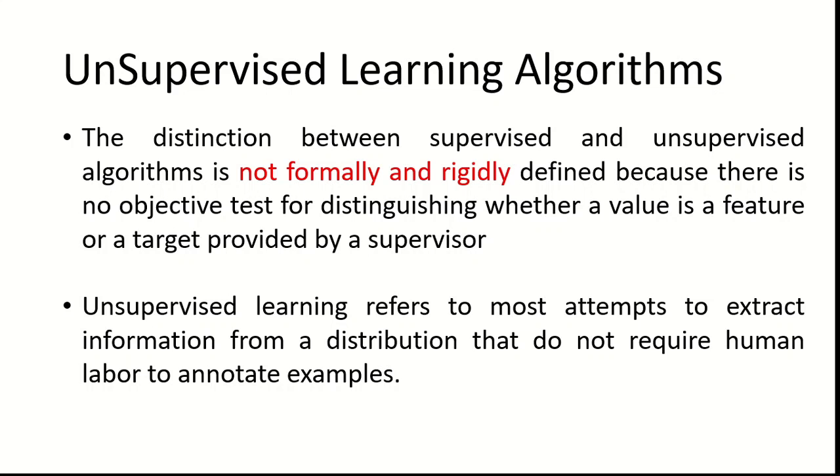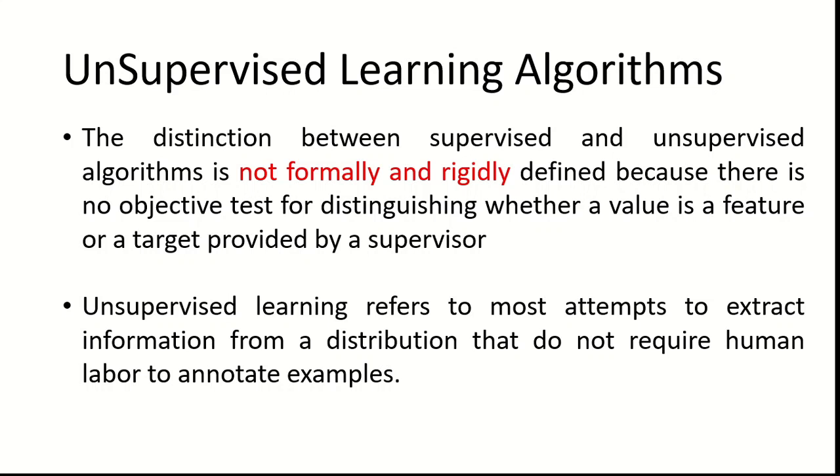Unsupervised learning refers to most attempts to extract information from a distribution that do not require human labor to annotate the examples. Generally when we talk about supervised learning, we talk about the input-output pair. We give labeled data, and based on the labeled data we train the system. After training, if we give any unlabeled data, it will give you the proper output. That is supervised learning.